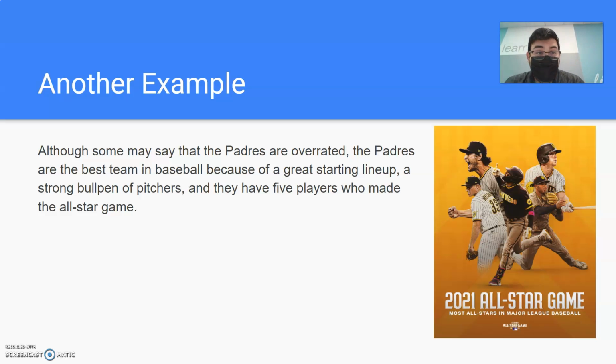So, although some may say that the Padres are overrated, the Padres are the best team in baseball because of a great starting lineup, a strong bullpen of pitchers, and they have five players who made the All Star game. That would be a thesis statement for an essay about why the Padres are the best team in baseball.